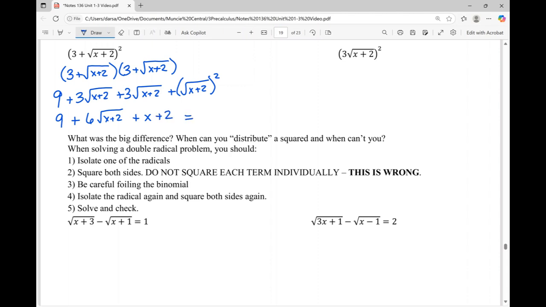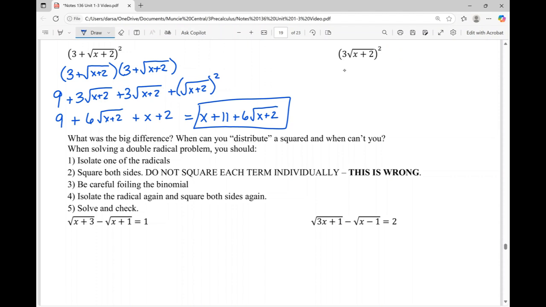And then to finish this off, we still need to collect like terms. Notice we've got an x by itself, and then the 2 and the 9 can go together. So the nicest way to write this as a final answer is to bring the x to the front. 9 plus 2 is 11. And then we tag the 6 times the square root of x plus 2 on the end. So when we multiply this out, there are a lot of steps. It's really ugly. You have to keep track of all the pieces, and we get this kind of icky looking answer.